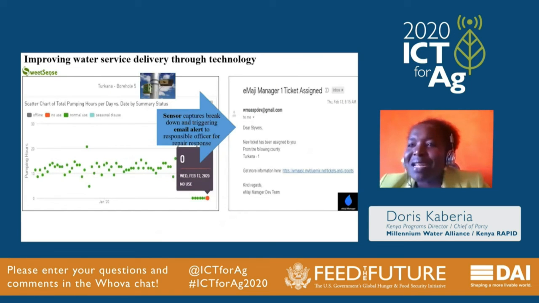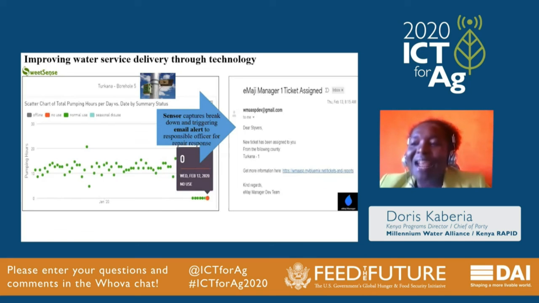Now, this has really enabled us to use what we call an Internet of Things solution for water service delivery. It is helping us improve decision making by allowing the technicians and the managers to get the information. Like what you see in this picture, the sensor will capture a breakdown and trigger an email alert to the responsible officer so that they can initiate the repair and maintenance regime.